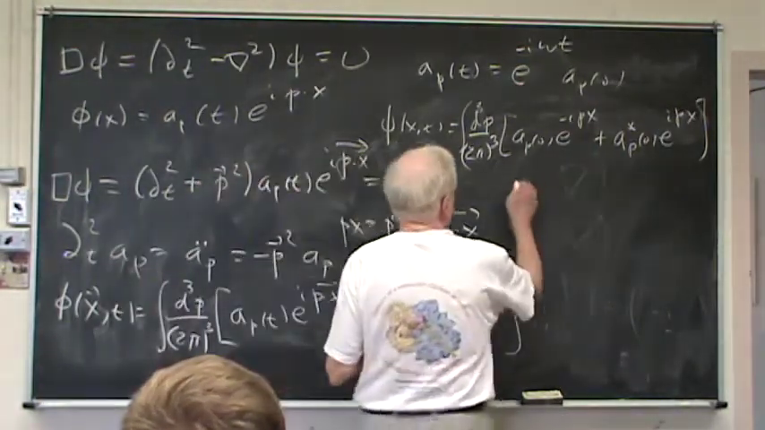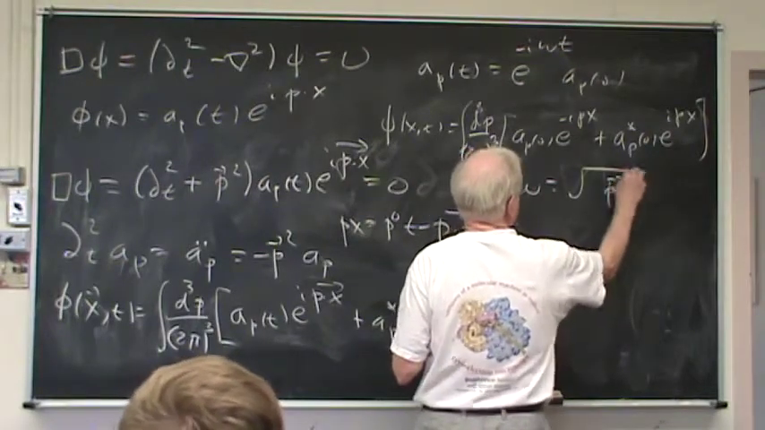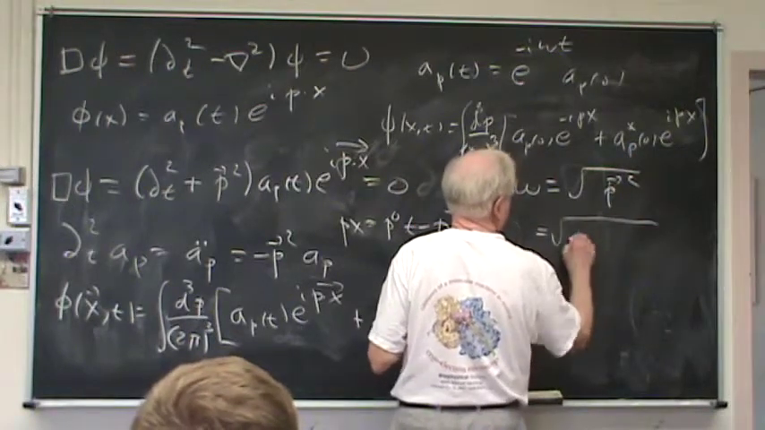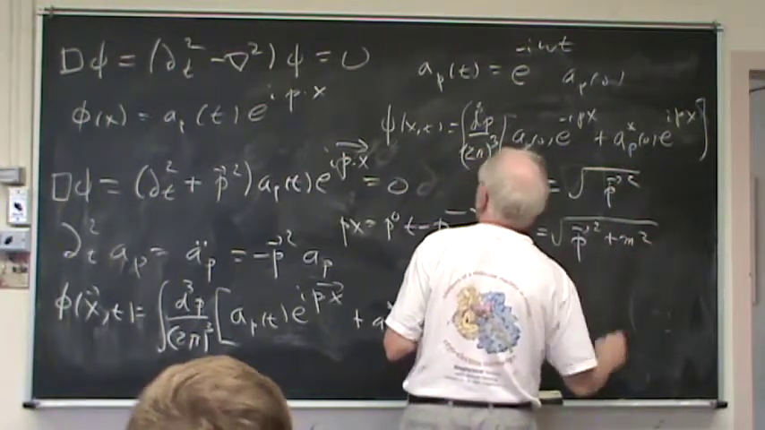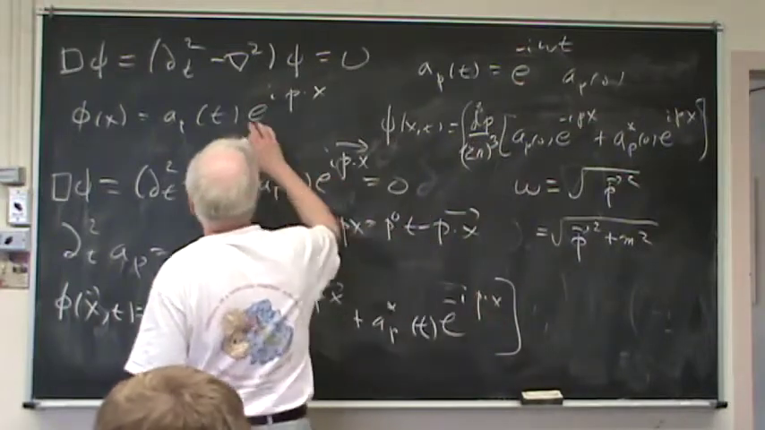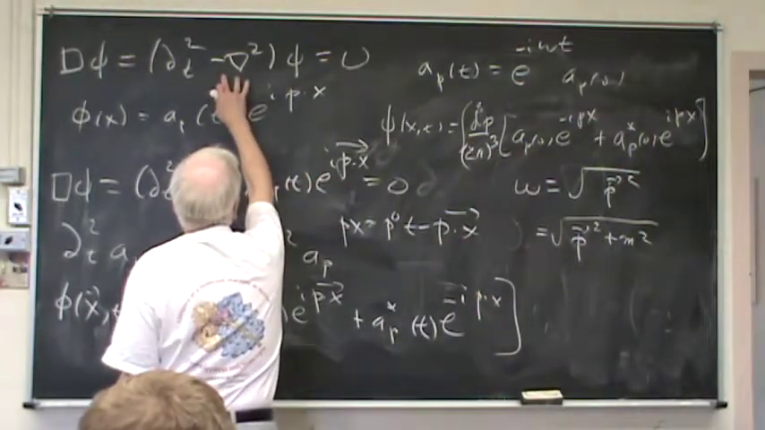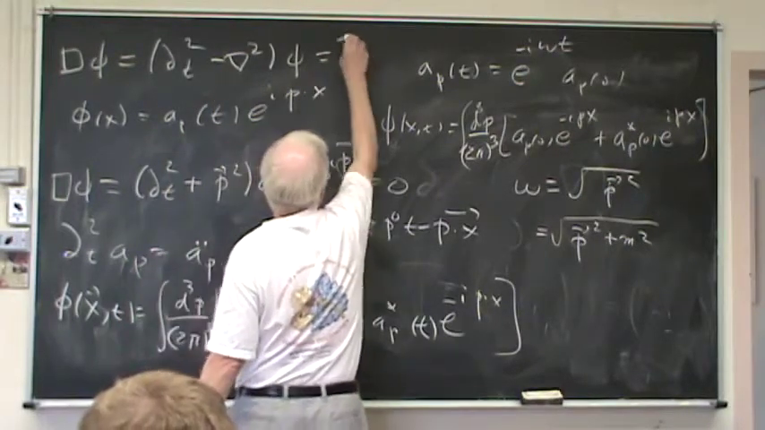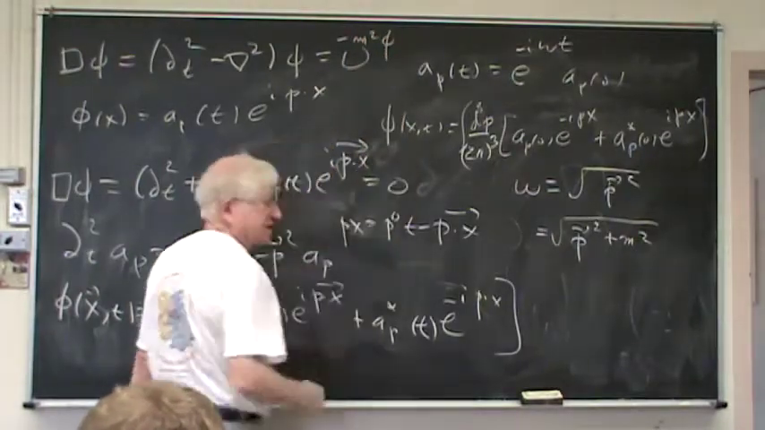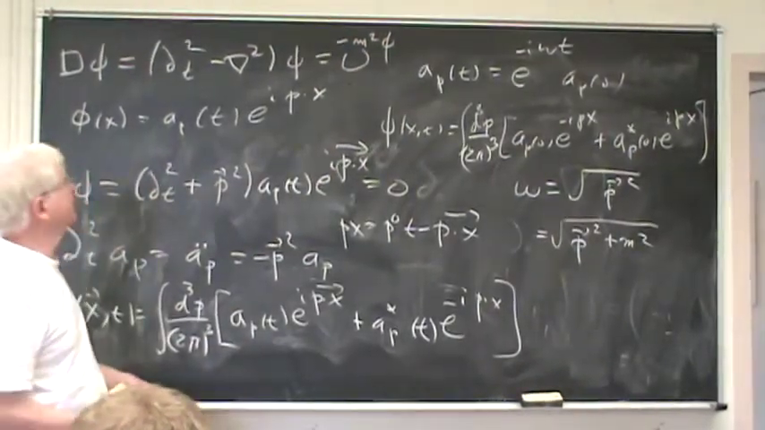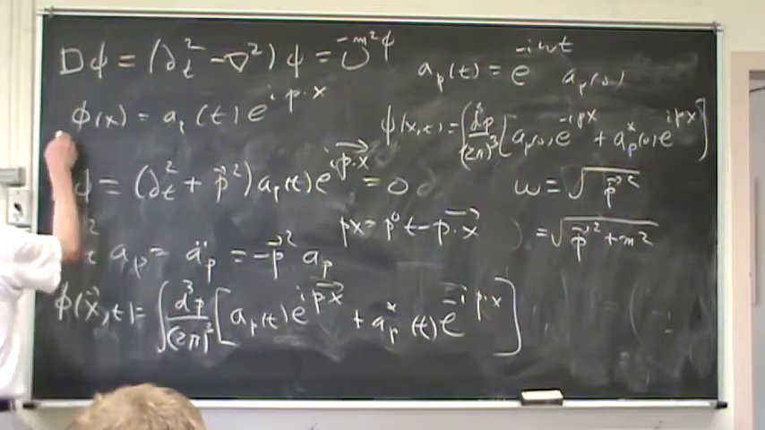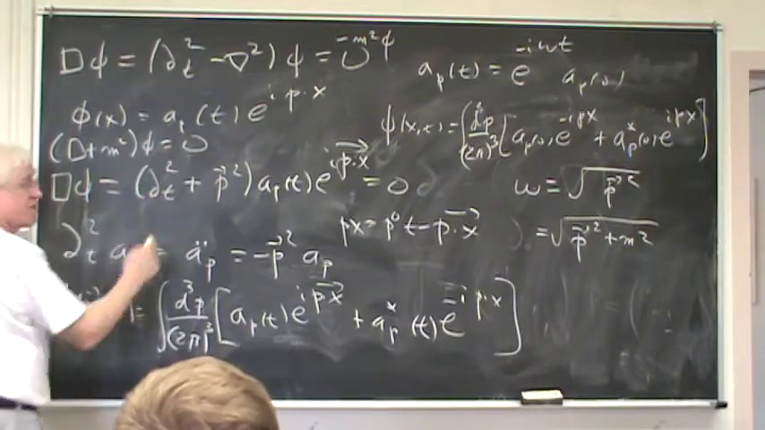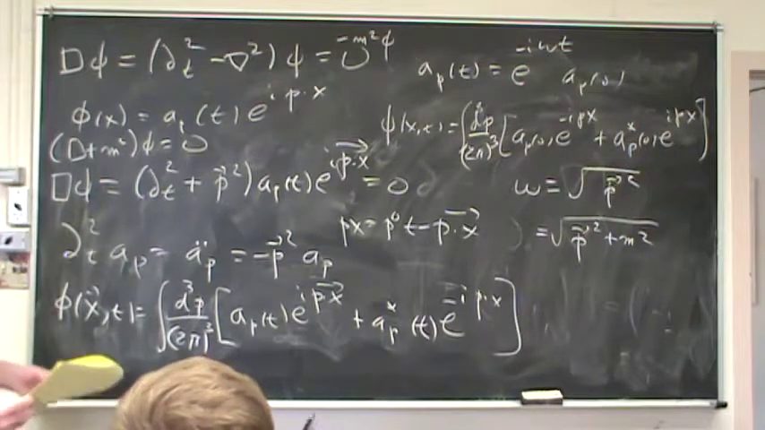So here, omega is the square root of p squared, and more generally, omega for a massive particle is the square root of p squared plus m squared. And in that case, let's see, this brings down a plus p squared, and so this would be minus m squared phi, the corresponding relativistic equation. And so the equation would be box plus m squared phi equals 0. Still a harmonic oscillator though.